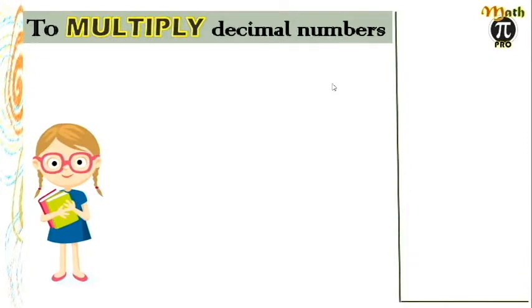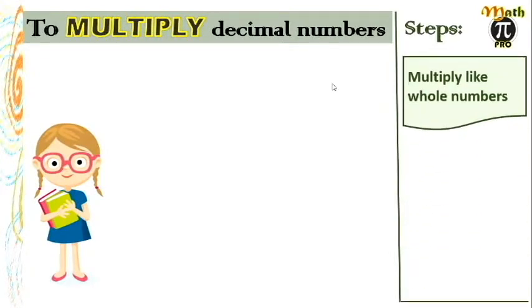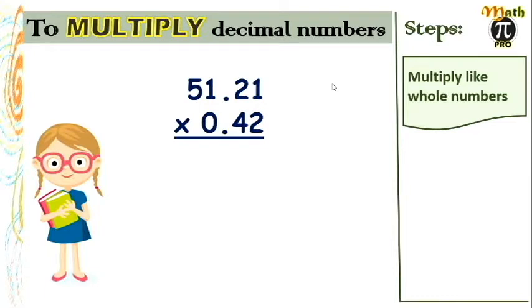Let's have another example. Again, we multiply like whole numbers. If we want to get the product of 5 and 21 hundredths and 42 hundredths, we write them like this. Then we start our multiplication process. We have 2 times 1 is 2. 2 times 2 is 4. 2 times 1 is 2. And 2 times 5 is 10.